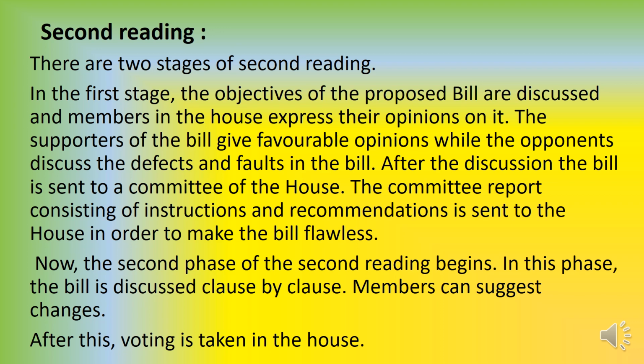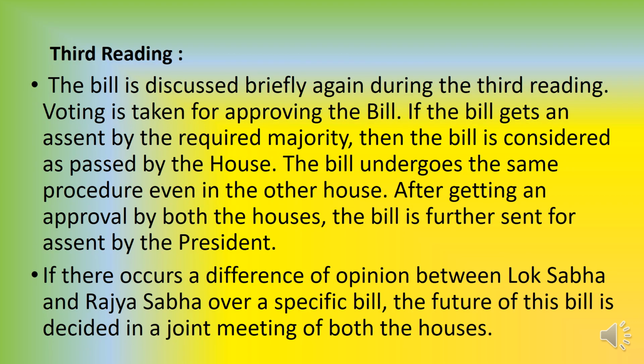Now, after this, the voting happens. Voting is taken in the House. So it is put to voting, and thereby it goes to the next stage. The third stage of making a bill a law is the third reading. Here again the bill is discussed briefly during the third reading. Again, it is put to voting for approval of the bill.